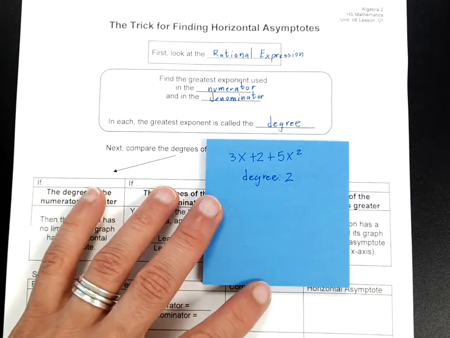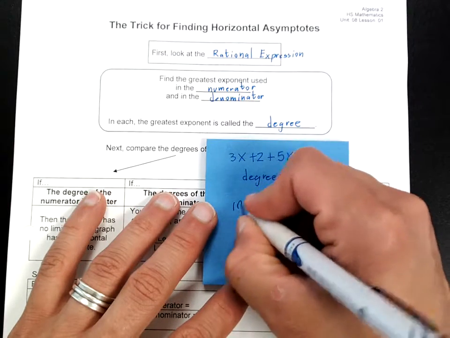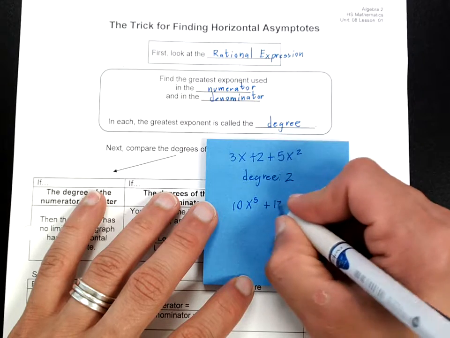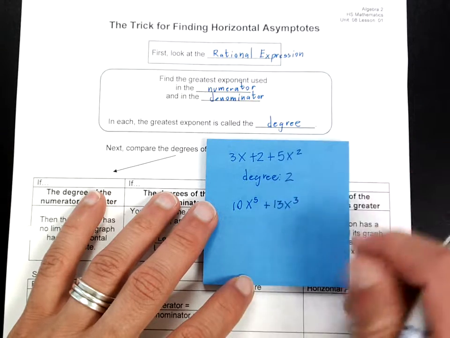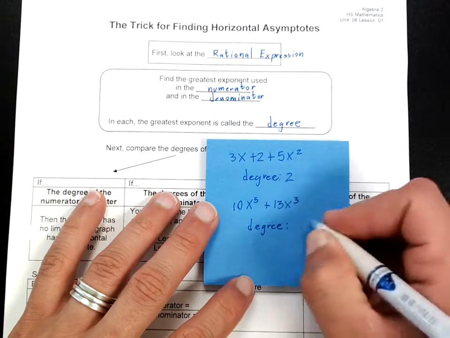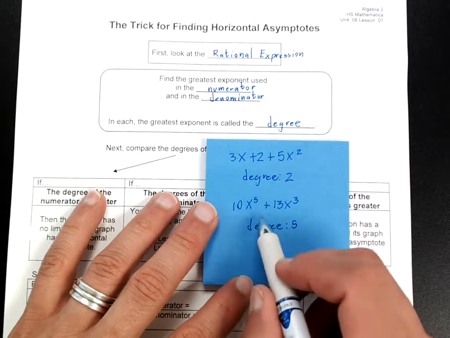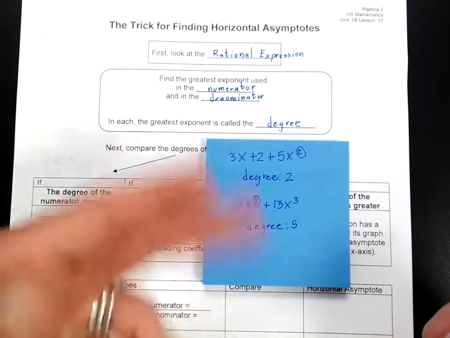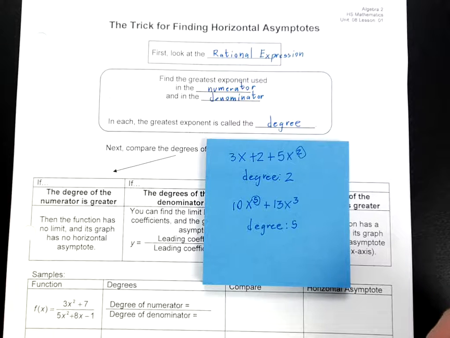If I write something like 10x to the 5th plus 13x cubed, what's the degree of this function? Right, which is the biggest power, right? So the degree is always your biggest power. That's all I'm talking about. So you don't have to write this down anywhere necessarily, but I'm just showing you what I mean by degree of the function, all right? So from now on, when you hear me talk about the degree of the function, what I'm really talking about is what is the biggest power, okay?